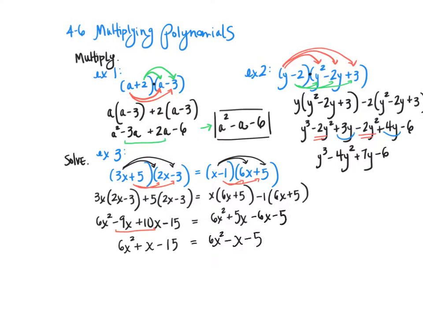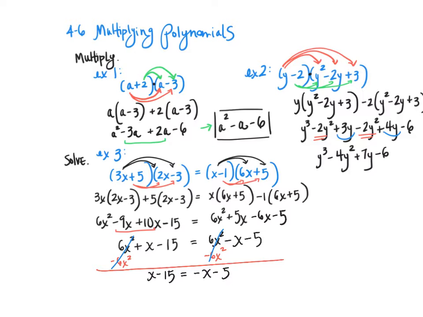So I have a quadratic. And so normally with quadratics, I need to get one side equal to 0. But I do notice that when I subtract 6x squared, those quadratics are going to go away, because 6x squared minus 6x squared is 0x squared, which is just 0. So I'm really left with x minus 15 equals a negative x minus 5. Don't forget the sign that's in front of that term.